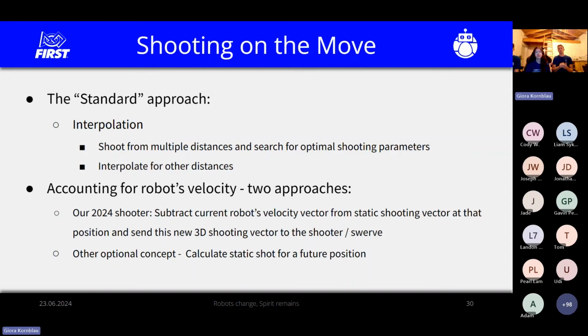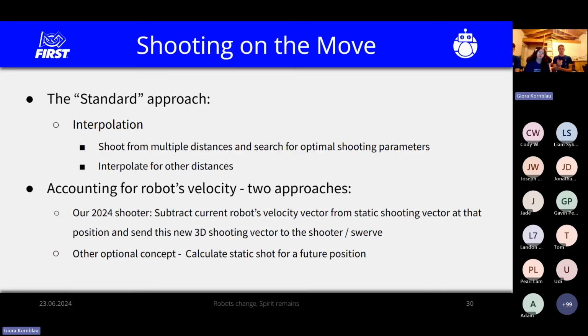When you want to account for the robot's velocity, of course, because you want to shoot on the move, there are two approaches that we took into account. First of all, the shooter from this year, 2024. As Nauman said before, we take the static shooting vector that we calculated and subtract the velocity vector of the robot. So that's the new shooter velocity vector that you need to shoot.